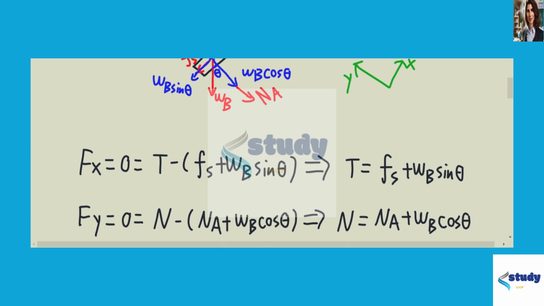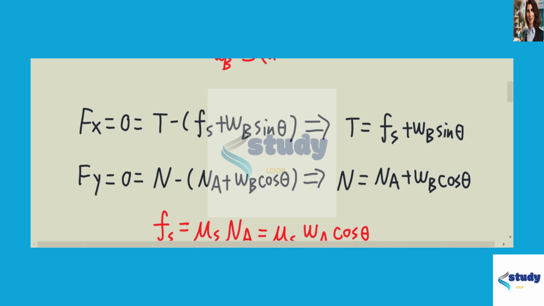Okay. So, well, we know since block B is also in equilibrium, therefore the net force along the x direction should be equal to 0 as well. So we have T minus Fs plus WB sine theta is equal to 0. So eventually have tension T is equal to Fs plus WB sine theta. And the net force along the y direction should be equal to 0 as well. So we have N minus NA plus WB cosine theta is equal to 0. So eventually have N is equal to NA plus WB cosine theta.